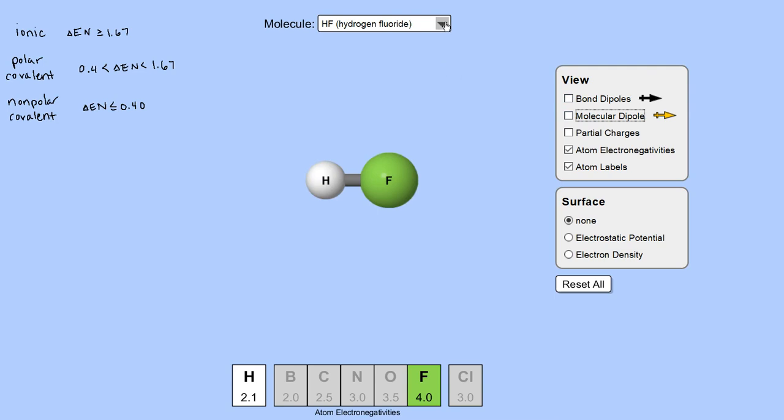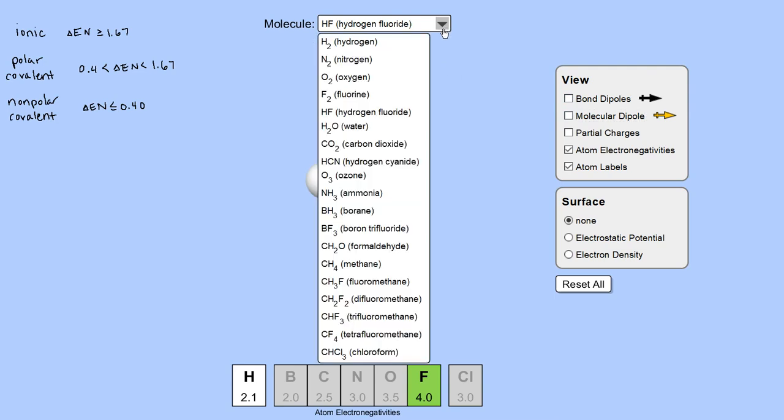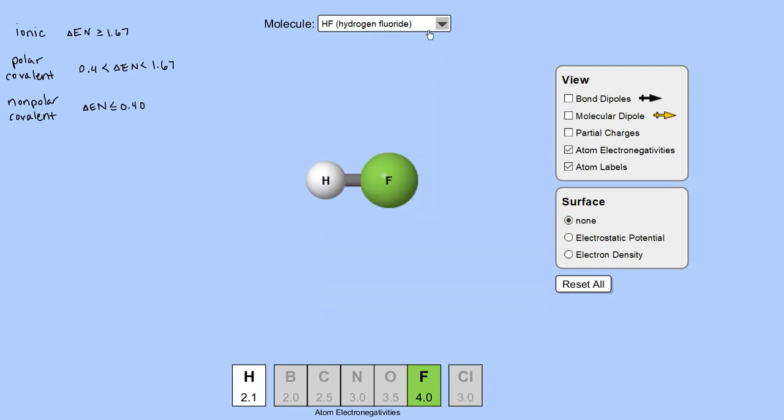Let's look at a little bit more complex example. Let's do water this time. But actually, before I switch over to water, let's draw a Lewis structure of water. So if we looked at our periodic table, we know that oxygen has 6 valence electrons. So I'm going to draw them like this, 1, 2.